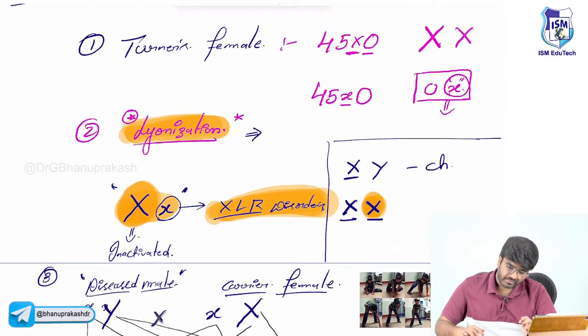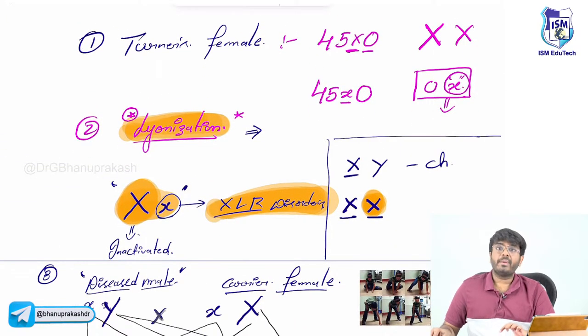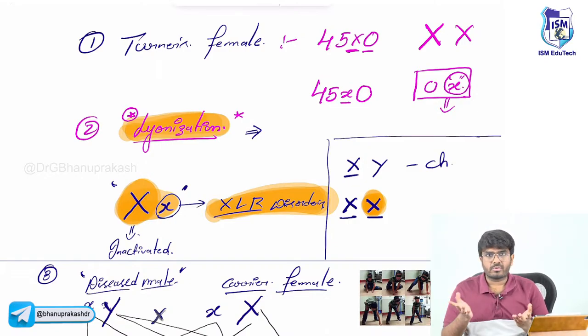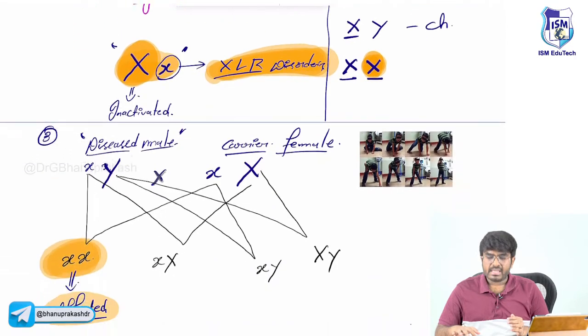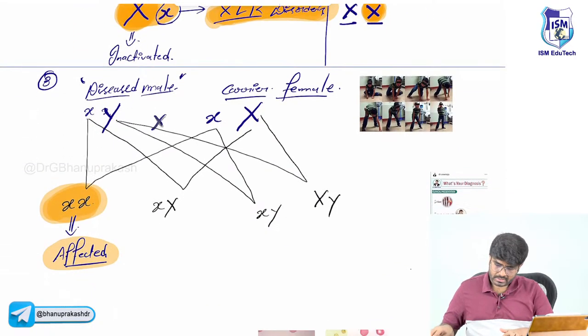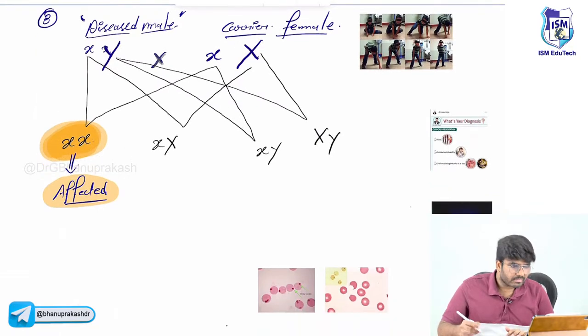So now tell me, in which three conditions can the female get X-linked recessive disorders? One is Turner syndrome. The second one is due to lyonization: if one X chromosome is inactivated, the healthy X chromosome is inactivated. The third condition is when a diseased male marries a carrier female. Okay, done. Now, examples that I should teach you.